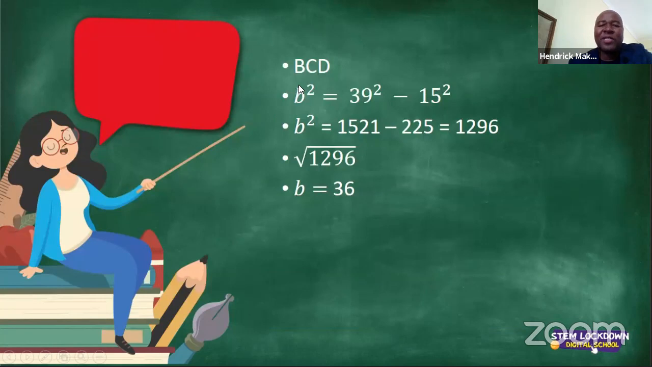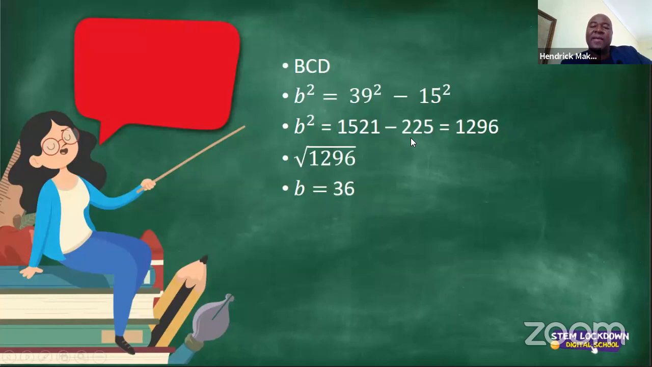So this is what we have in triangle BCD there. B squared will be equal to 39 squared minus 15 squared. Remember that your 39 is the hypotenuse side. And of course, if 39 is the hypotenuse, then you square it, then you subtract 15 squared. 39 multiplied by 39 gives you 1,521, minus 15 multiplied by 15 gives you 225.